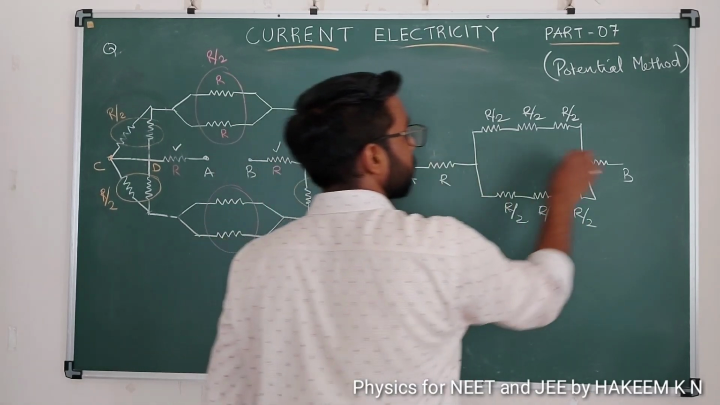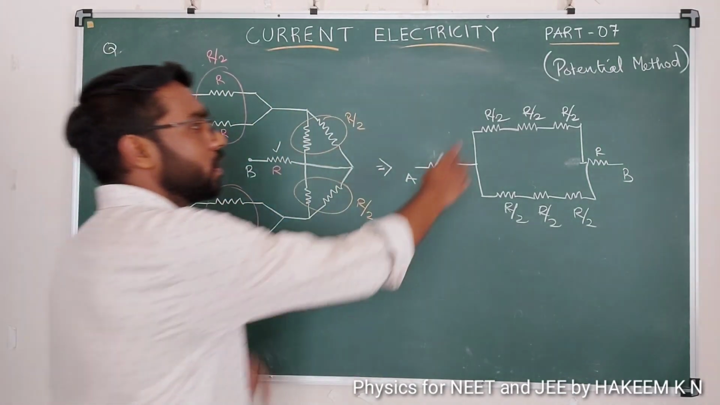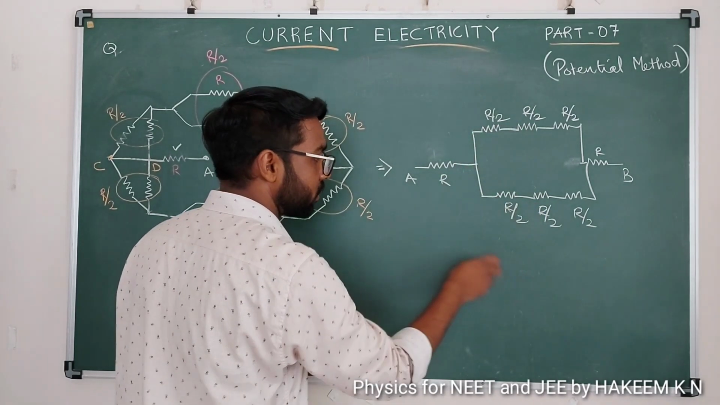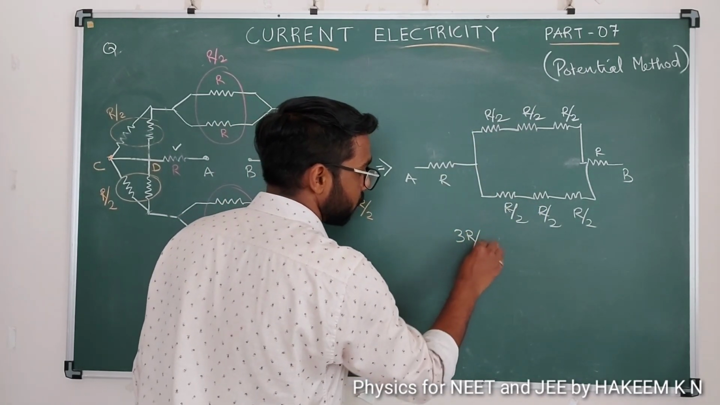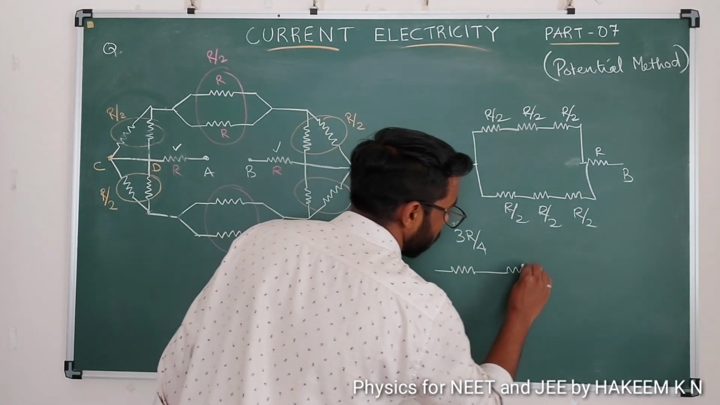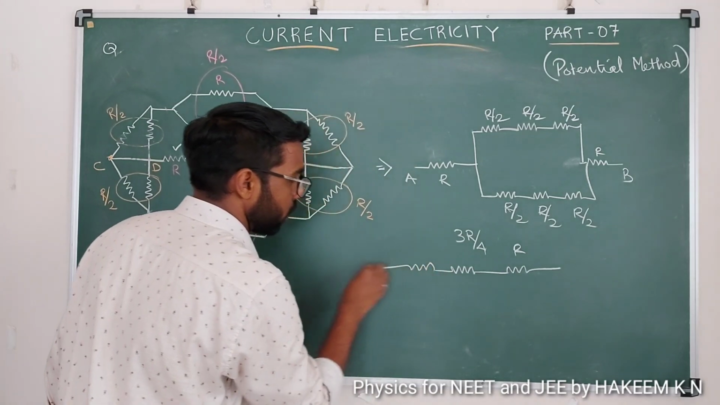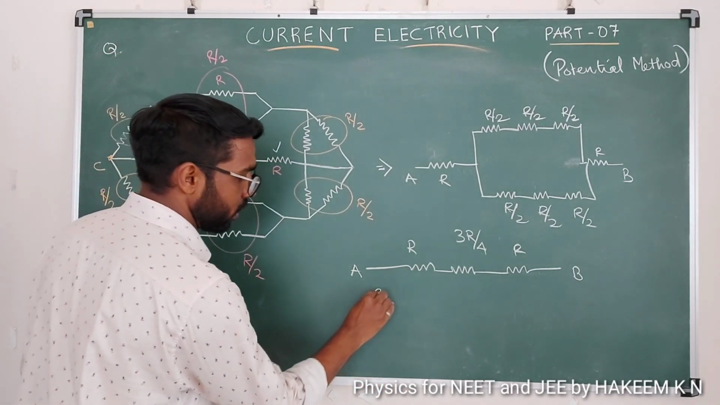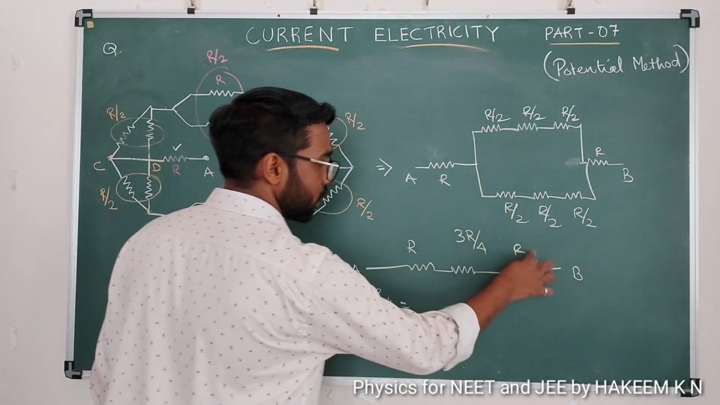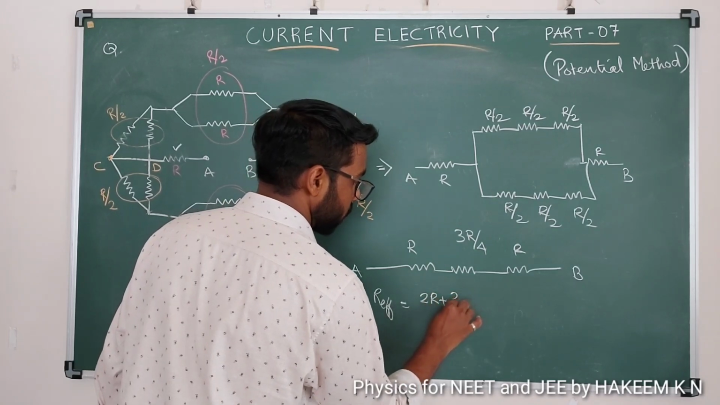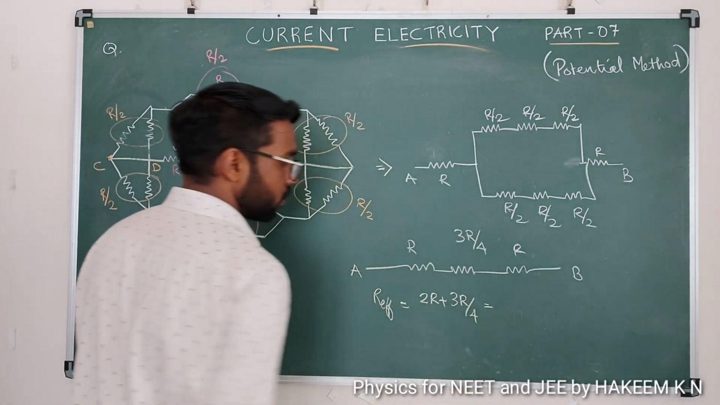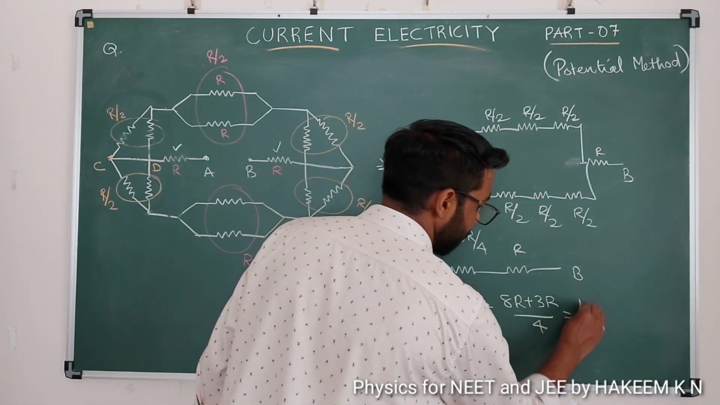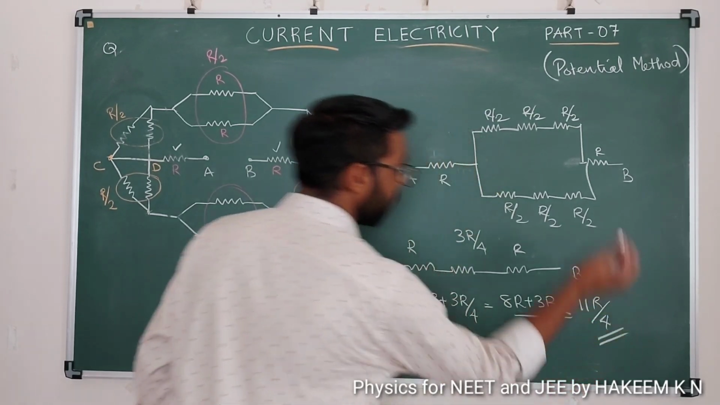And these are R. R by 2 plus R by 2 plus R by 2, 3R by 2. 3R by 2 in parallel with 3R by 2, so we will get 3R by 4 at the middle. Then 1 R here and again 1 R here, between A and B. So we have to add these all to get the effective resistance. R plus R, 2R, plus 3R by 4. 8R plus 3R by 4, we will get the answer as 11R by 4.